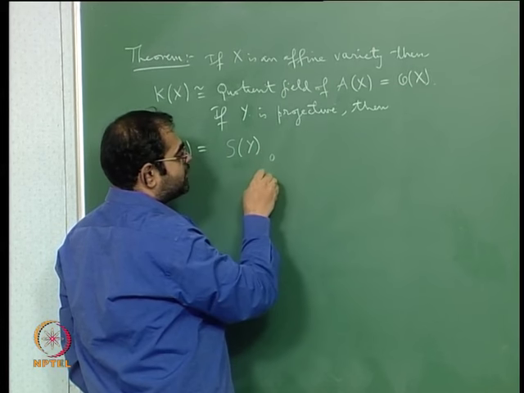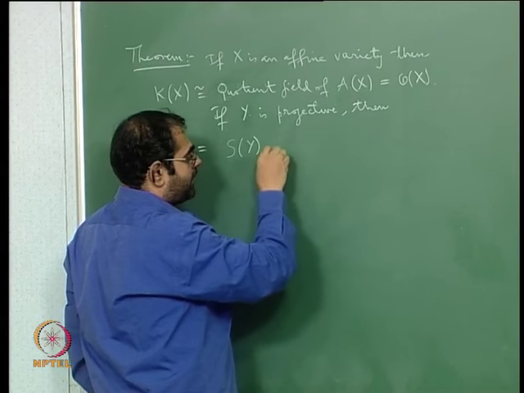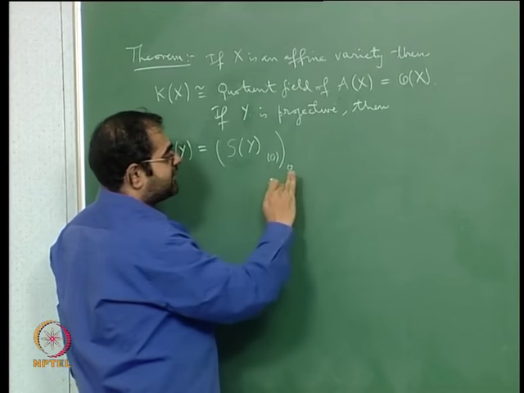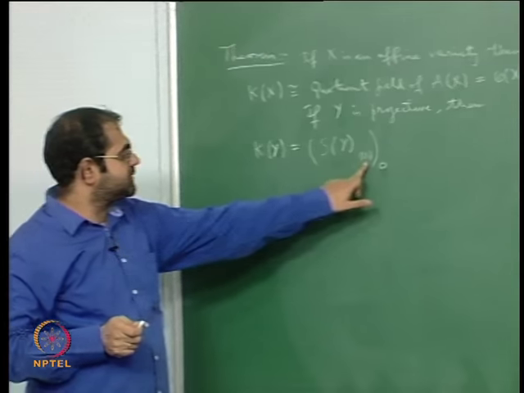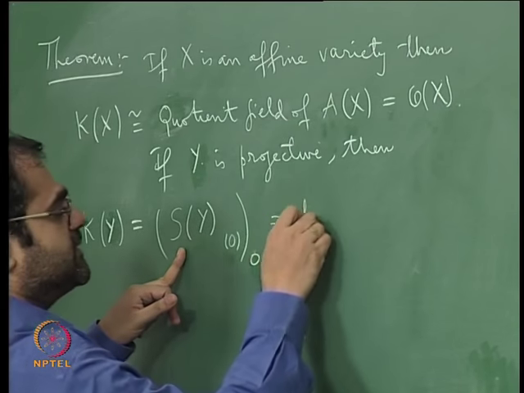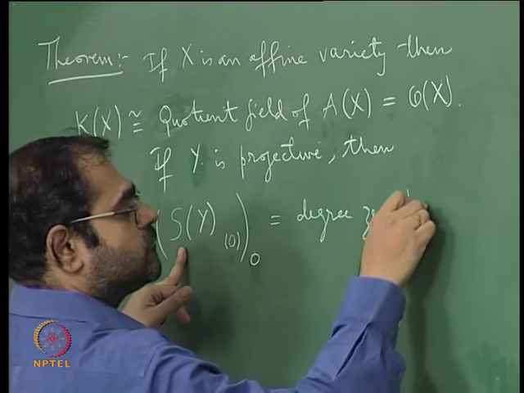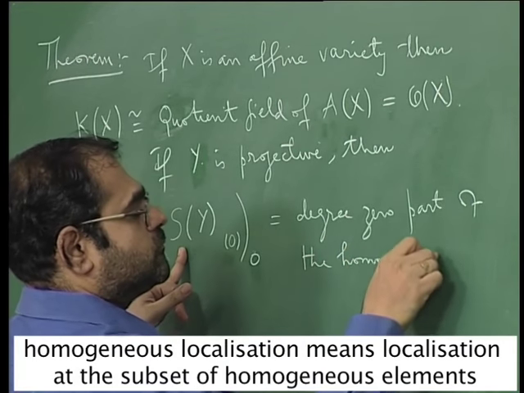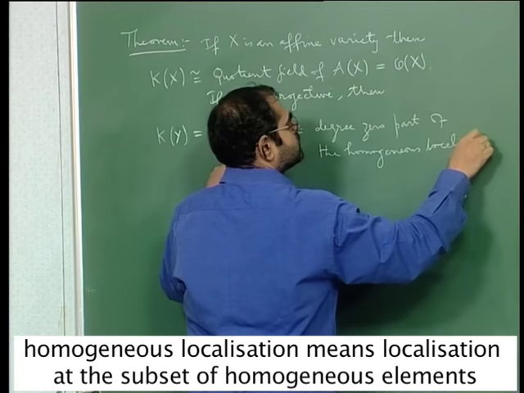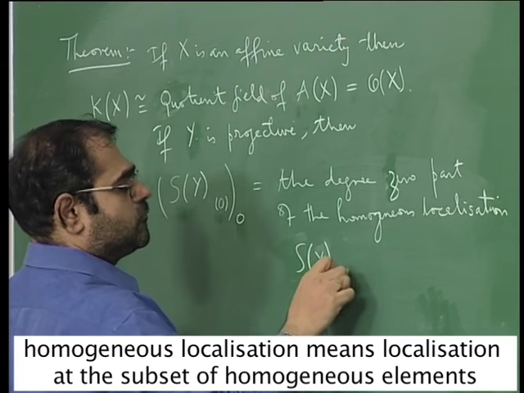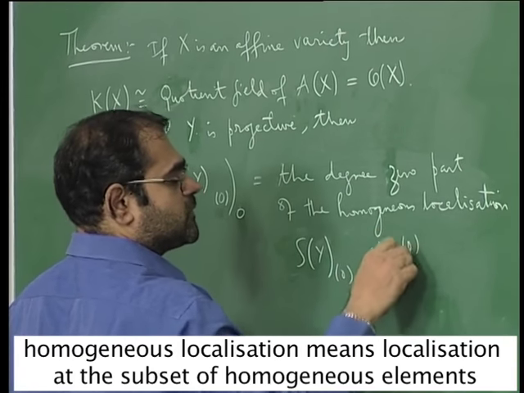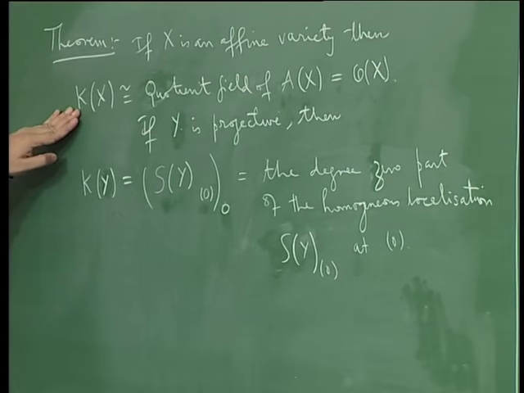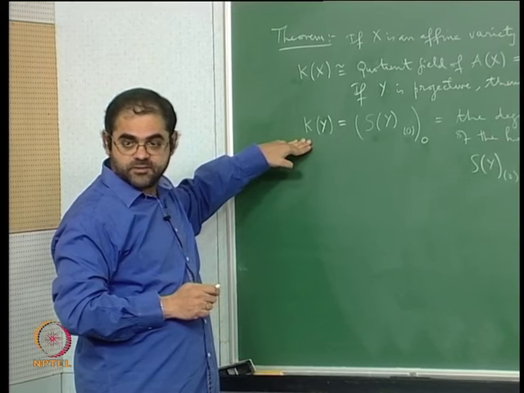Then what you do is you take the zero ideal, that's a prime ideal, and this is localizing at zero, and then I'll put another zero here, saying that you're taking the degree zero part of the homogeneous localization of SY at 0. So here is the formula for the function field of an affine variety, and a nice formula for the function field of a projective variety.